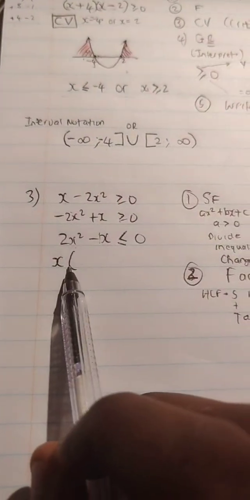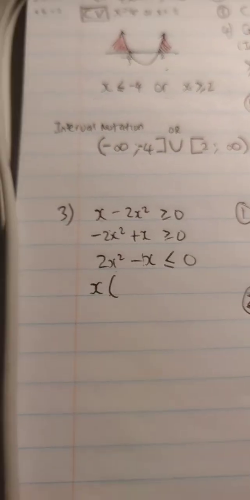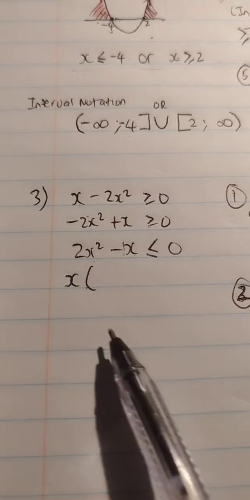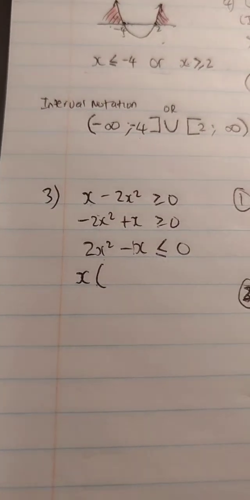Then in brackets, you leave behind what is leftover. So you check what's left behind according to the sign, the number, and the letter.